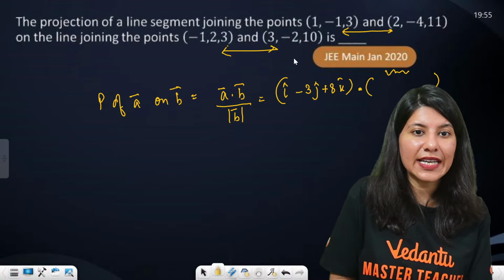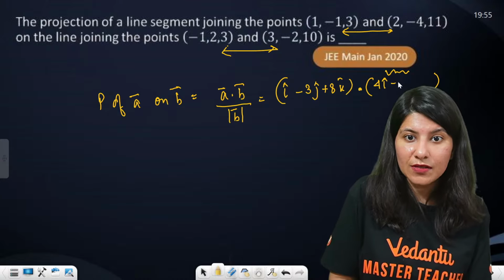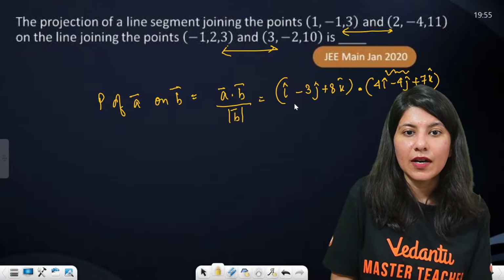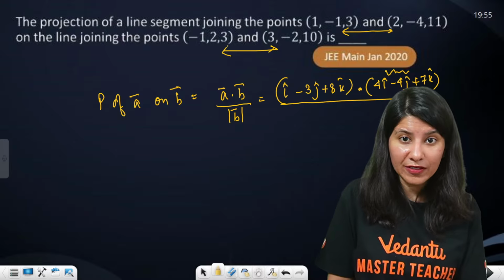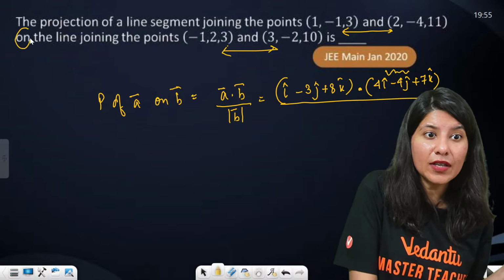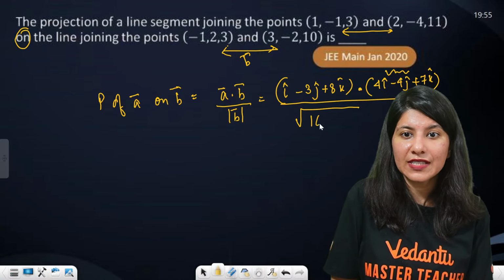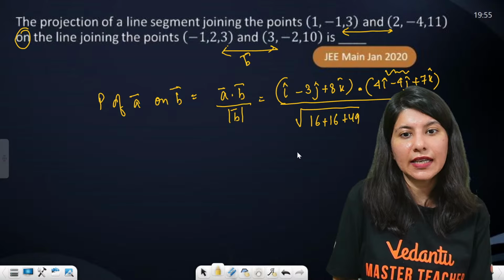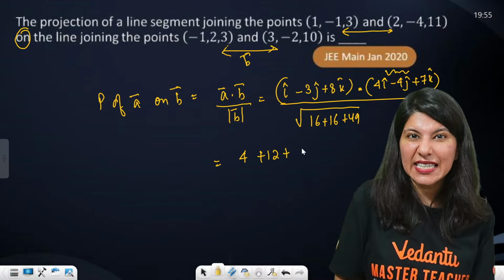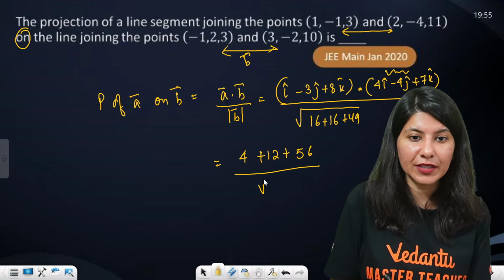Dot. Now the next vector is 3 minus 1, which is 4 i cap, minus 2 minus 2, so minus 4 j cap, 10 minus 3, plus 7 k cap, upon magnitude of the second vector, that is B. So this is your B vector, square root of 16 plus 49. So this is 4 plus 12 plus 8 sevens are 56, upon 32 plus 49.